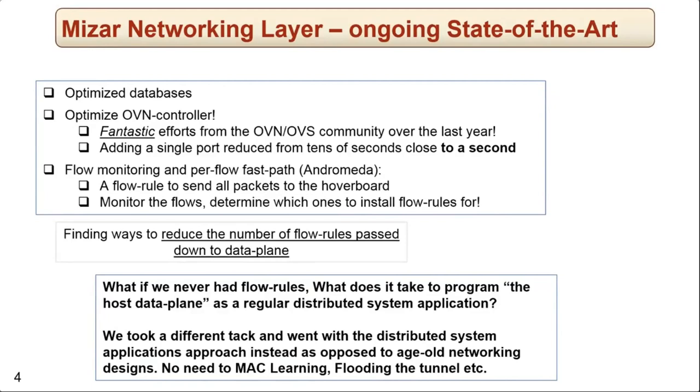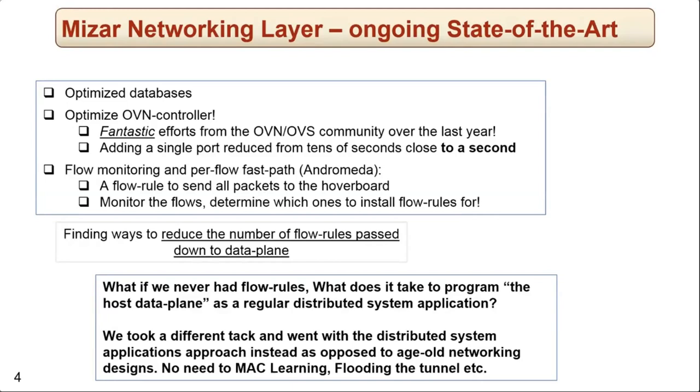Especially since it still doesn't scale up to the environment which we are talking about. The underlying problem is the fact that it's still based on top of OVS, which typically uses flow rules to manage the overall networking environment. So that's the OVS flow rule programming model, which is the main challenge.